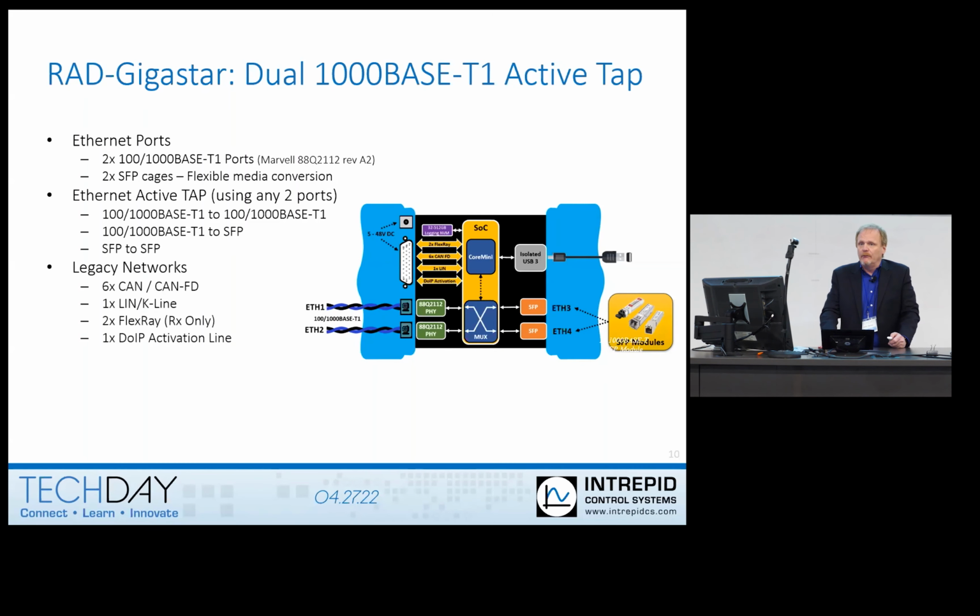Also some legacy networks for logging, 6 CAN, 1 LIN, 2 FlexRay, receive only, and diagnostics over IP. Also has onboard storage up to 512 gigabits. I need to elaborate on the limitations of this, because you have up to 4 aggregate gigabits of traffic through this.